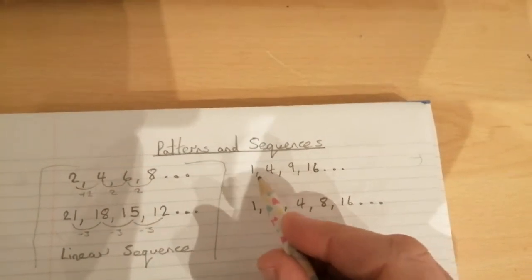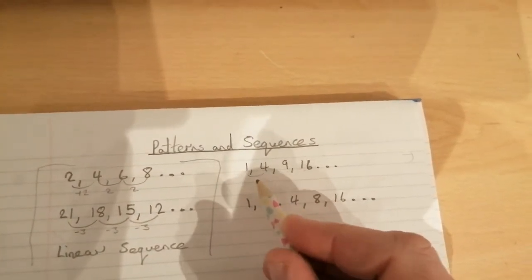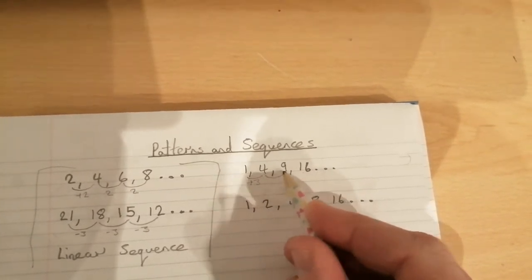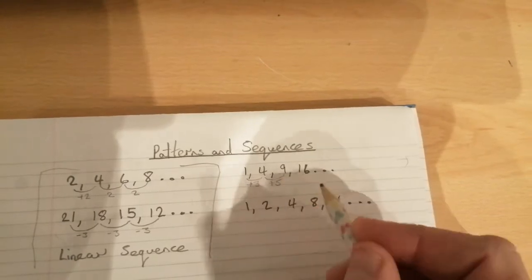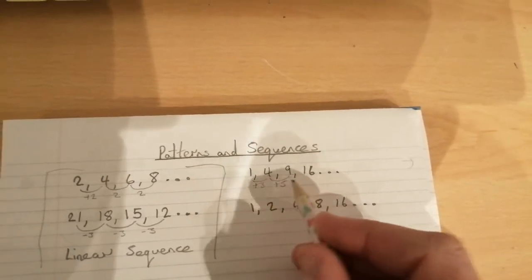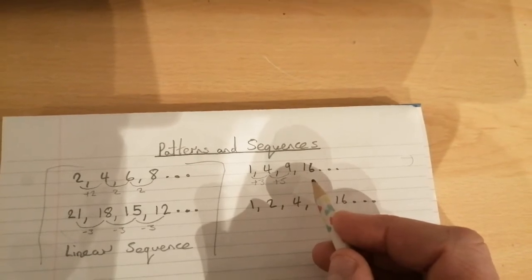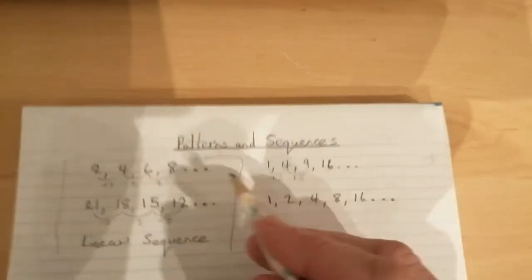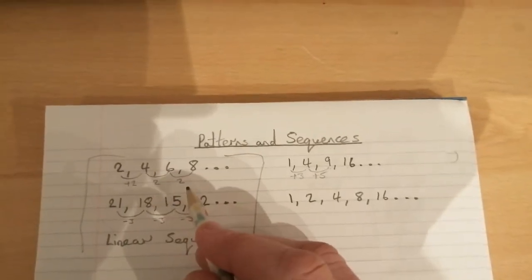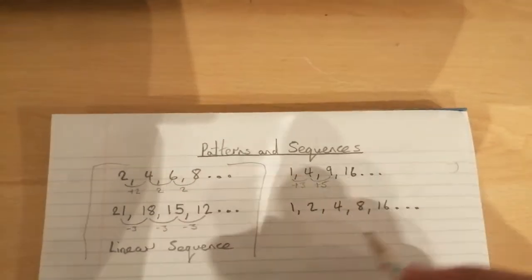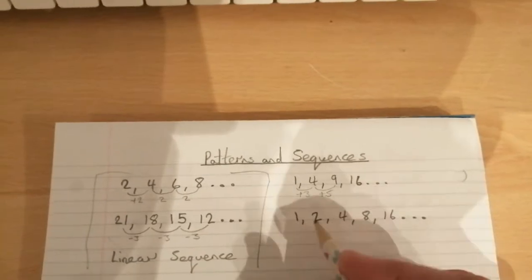Over here, if we were to test to see if these were, and this is a test for a linear sequence, we could just go like this. 1 to 4 is plus 3, isn't it? 4 to 9 is plus 5. Immediately, we can say, without going any further, this is definitely not a linear sequence. So it has failed our test. These 2 over here, if we kept going, we'd see it was plus 2, plus 2, plus 2, and this is minus 3, minus 3, minus 3. Those are linear sequences.